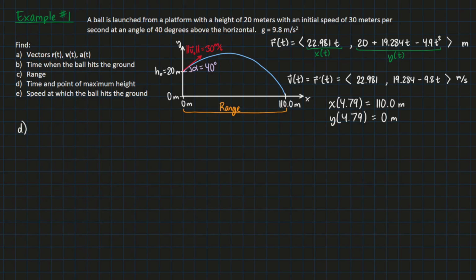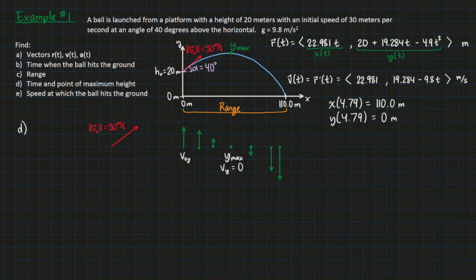Next, we want to find the time and the point of the maximum height. The ball was launched upwards, so the initial vertical velocity was pointing up. Since there is a downward acceleration, as time goes on, that vertical velocity will get smaller and smaller, and at the ball's maximum height, the vertical velocity equals 0. And then after that, as the ball is falling, the vertical velocity will point downwards and get bigger and bigger. At the ball's maximum height, the vertical velocity Vy equals 0.